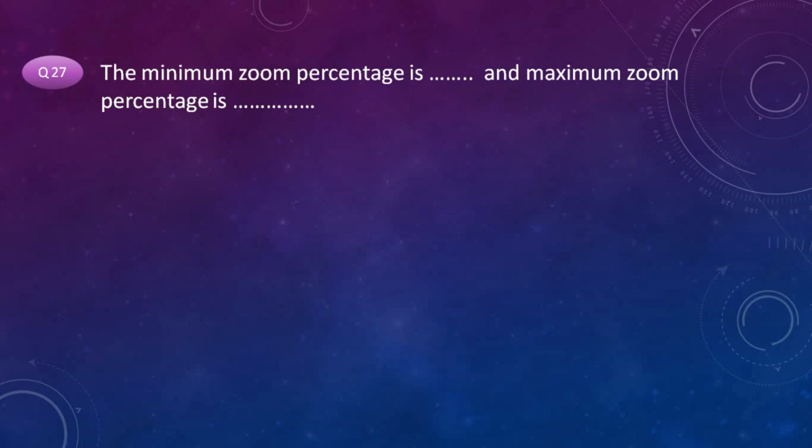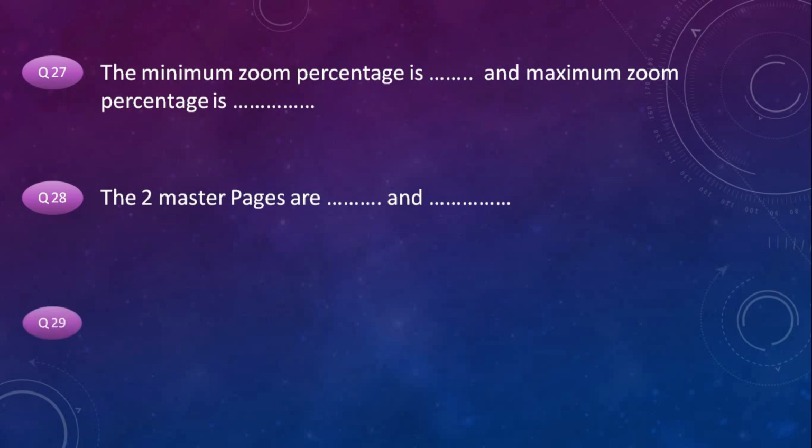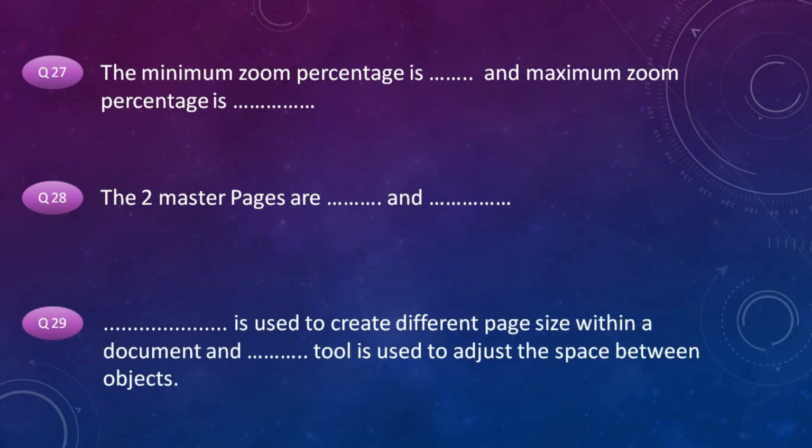Next question. The minimum zooming percentage is dash and maximum zoom percentage is dash. The two masters are dash and dash. Dash is used to create different page size within a document, and dash tool is used to adjust the space between objects.